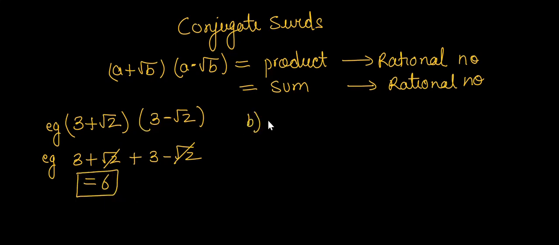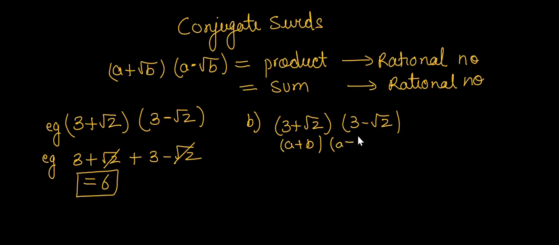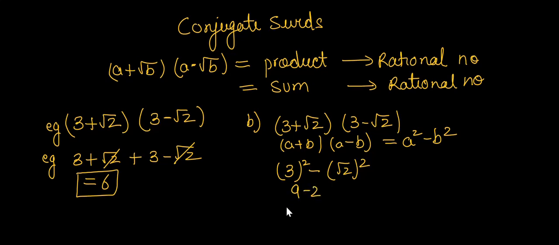Now let's find the product of them. Each of the surds is a binomial, and this looks like a plus b times a minus b. So I can use the identity a square minus b square to solve this. So a is 3, so 3 square, minus b is root 2, so root 2 whole square. This will give me 9 minus 2, that is 7, and 7 is also a rational number.